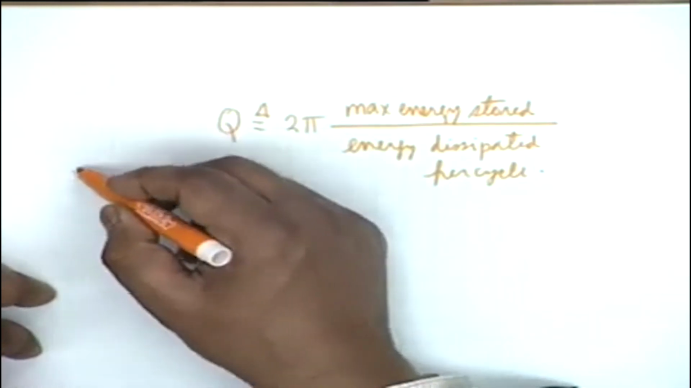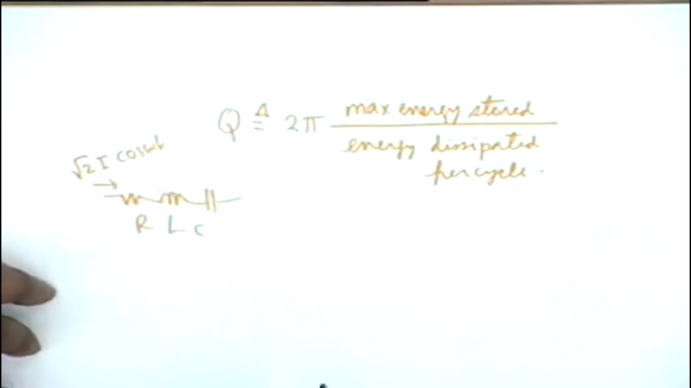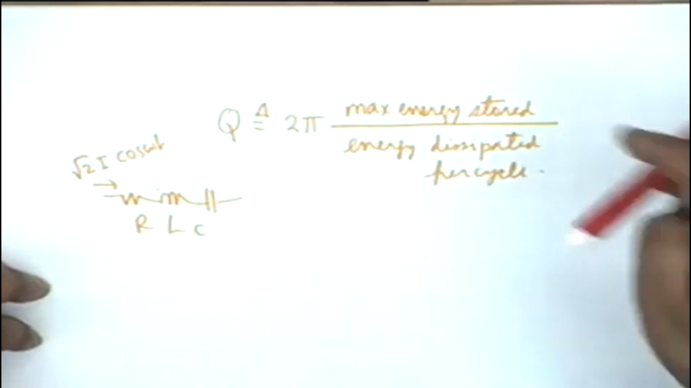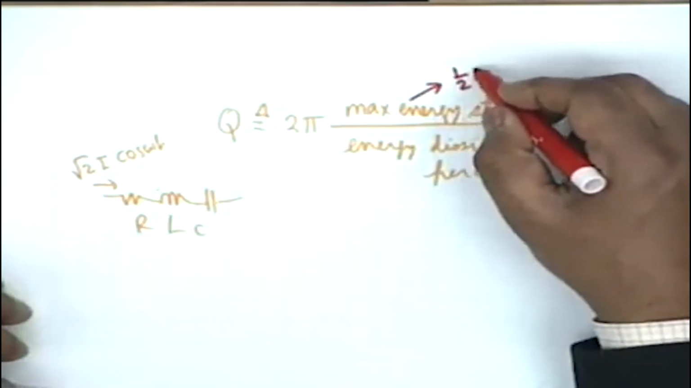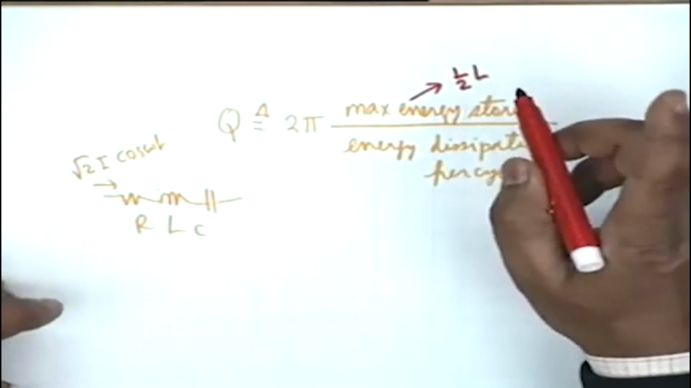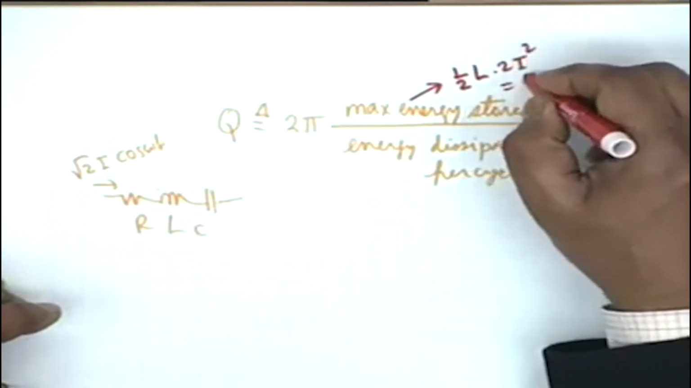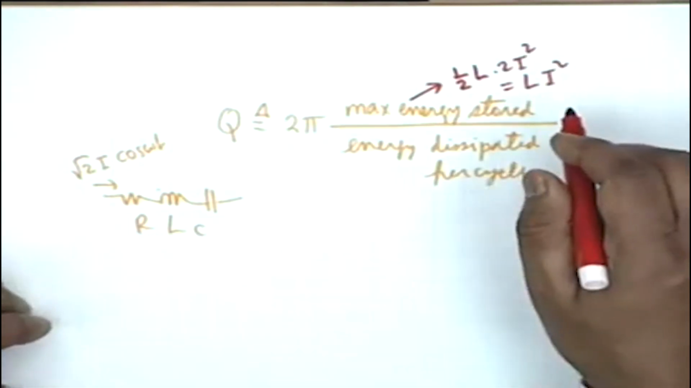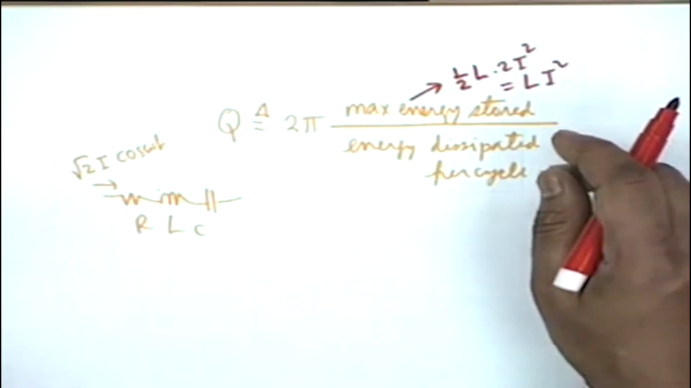Suppose a current root 2 I cosine omega t flows. Then what is the maximum energy stored? The maximum energy stored in the inductor is half L times the maximum current squared. The maximum current is root 2 I, therefore half L times 2 I squared, that is equal to L I squared. Is that okay? Maximum energy stored will be at the instant at which the current is a maximum.